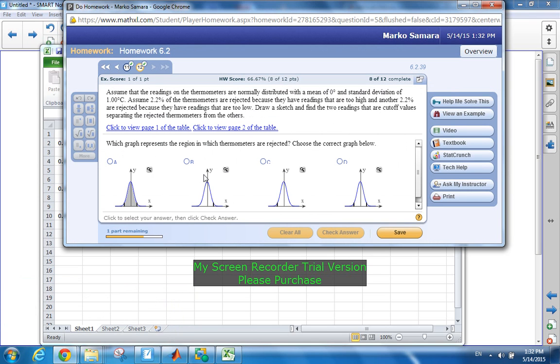is, assume that the readings on the thermometer are normally distributed with a mean 0 and standard deviation 1. Assume 2.2% of the thermometers are rejected because they have readings too high, and another 2.2% are rejected because their reading is too low. Draw a sketch and find the two readings that are cutoff values separating the rejected thermometers. So 2.2%.